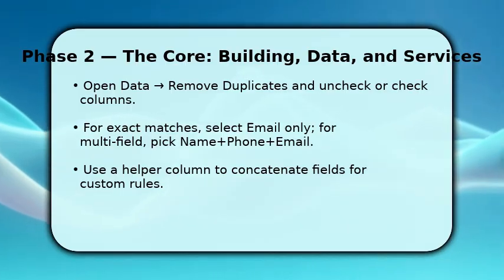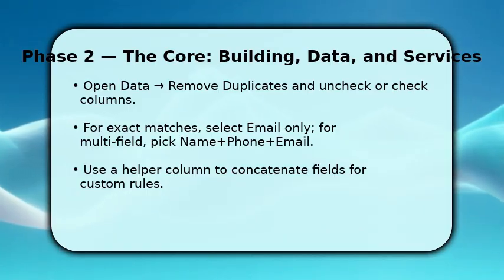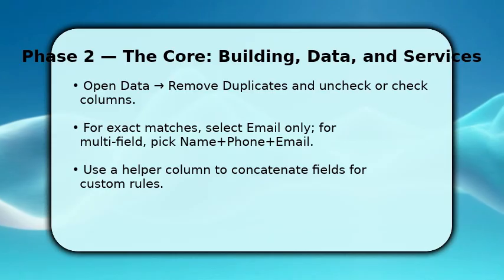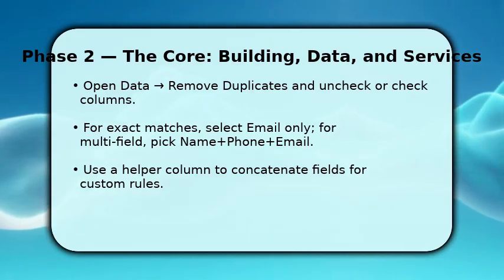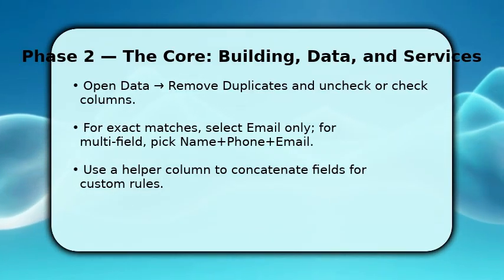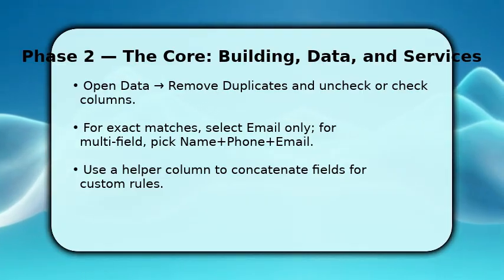If you need a custom rule, make a helper column that concatenates fields with a delimiter, like equals A2 and B2 and C2, and run Remove Duplicates on that helper. This gives you predictable, reproducible results.